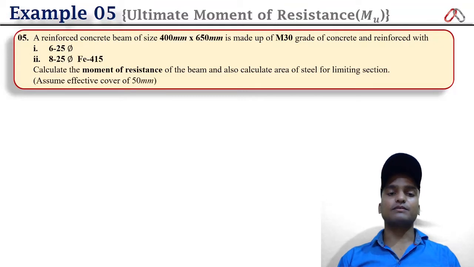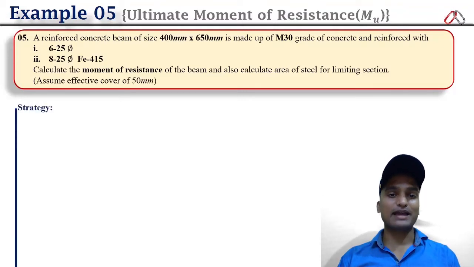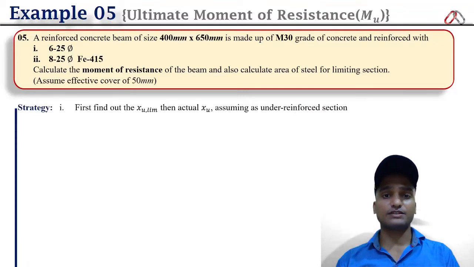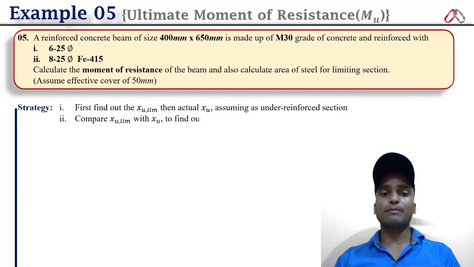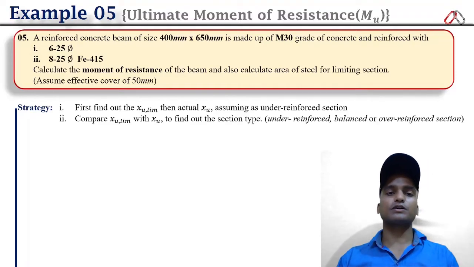So our strategy will be first to calculate the Xu max, then to calculate the Xu, and then to do a comparison to know which type of section it is: under reinforced, balanced or over reinforced. So accordingly we will calculate the moment of resistance.